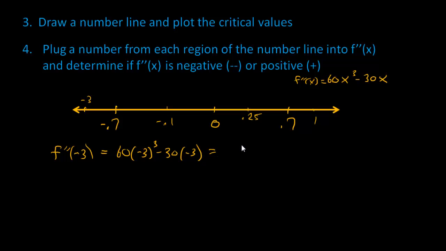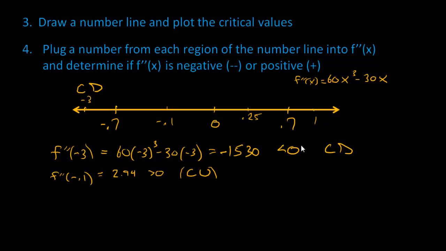And you evaluate that, and there it is, negative, sorry, I couldn't read my calculator, negative 1,530. Now since that is negative, it means we are concave down. Okay, so I'm going to come over here in this region and say concave down. Now the second derivative at negative 0.1, I think you get the idea now on how to plug it in. We are going to get 2.94, which is positive, which means we are concave up. So concave up in this region.